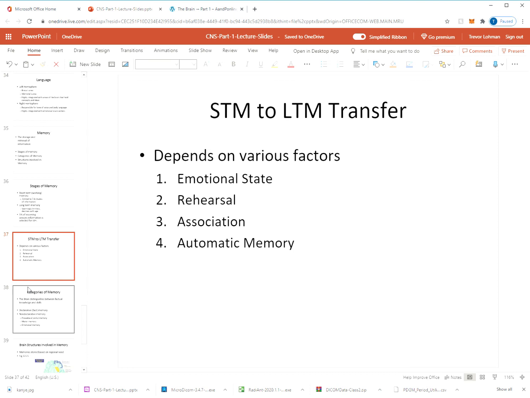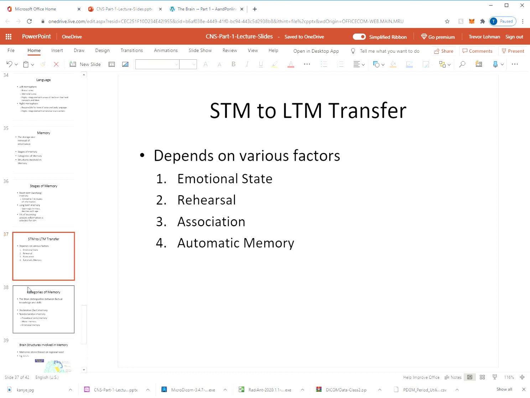fundamental level. Of course, rehearsal has an effect on memory retention. That's the strategy we employ as students: we try to rehearse, we study, we read again, we take notes. That's rehearsal. That's a substitute for the other ones. If you can't make it emotionally important, you rehearse.